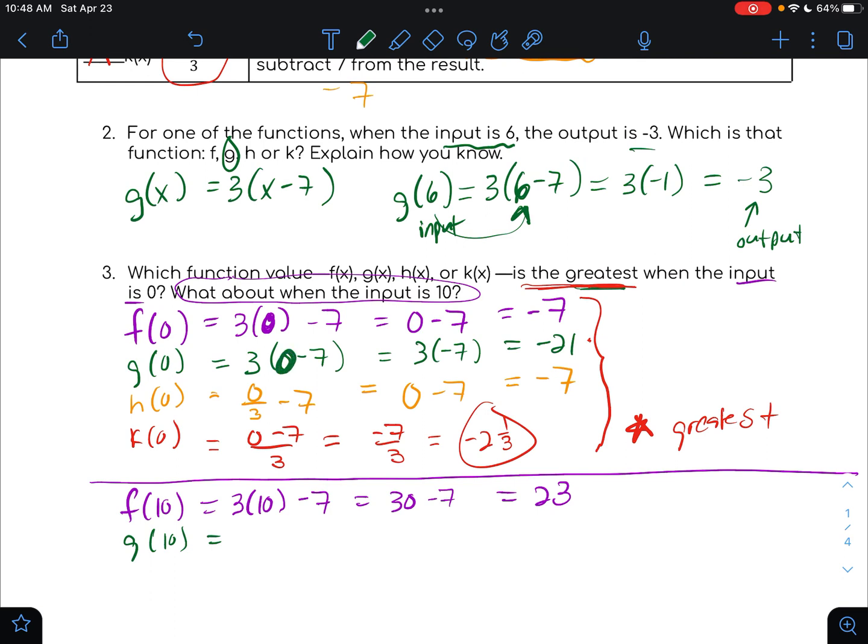All right, g of 10. We're going to put 10 up here where we had 0. So 3 times 10 minus 7. Got to do parentheses first here. So 10 minus 7 is 3. So this would be 3 times 3, which is 9.